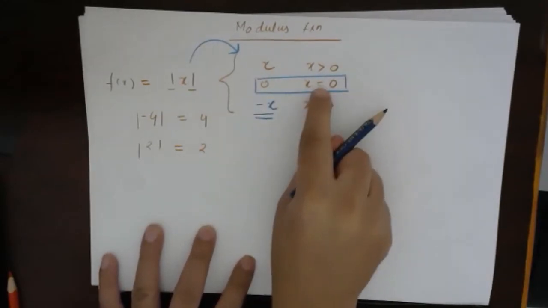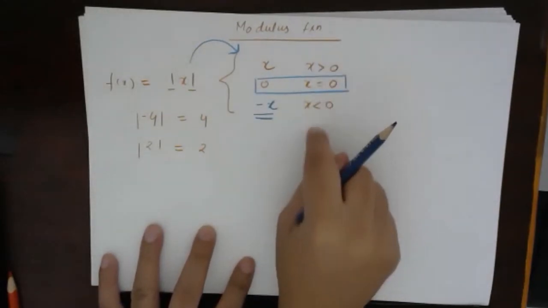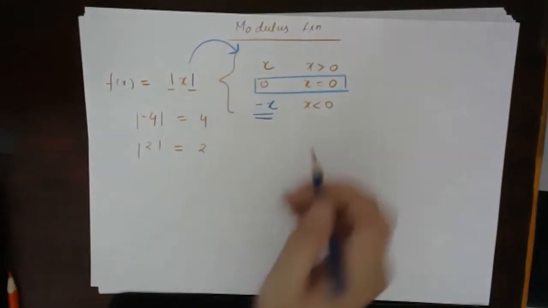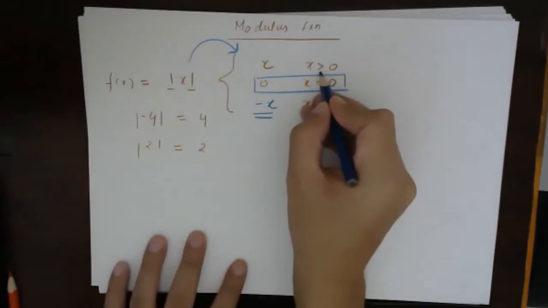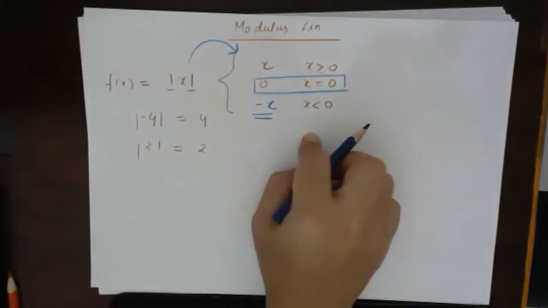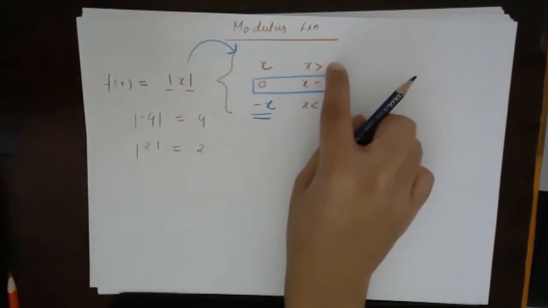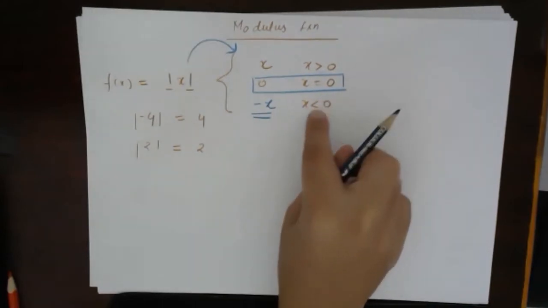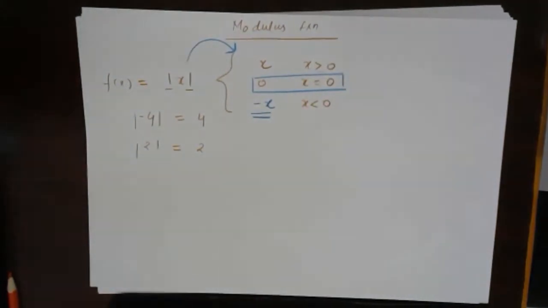it is not necessary for me to keep this 0 separately. Either I can combine it here or I can combine it here, because 0 does not have any sign. So I can combine this equality here or here, anywhere. But if I'm combining it in greater than, then I should not combine it here. Understood? So whenever we are solving any modulus problem, we will simply divide the domain into such parts.